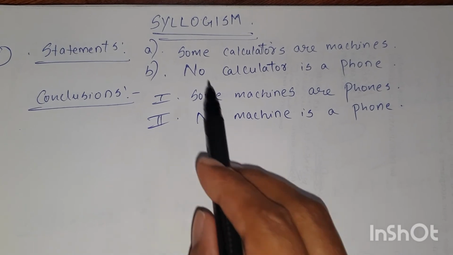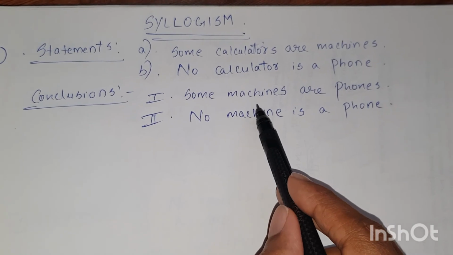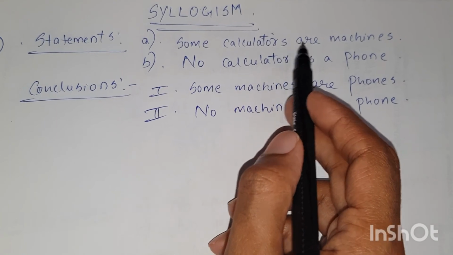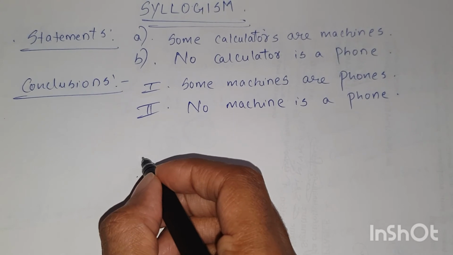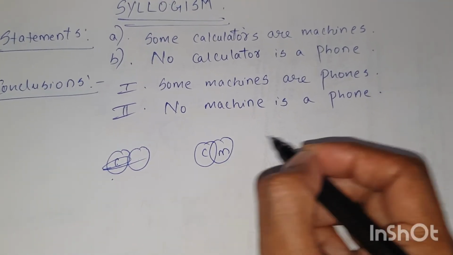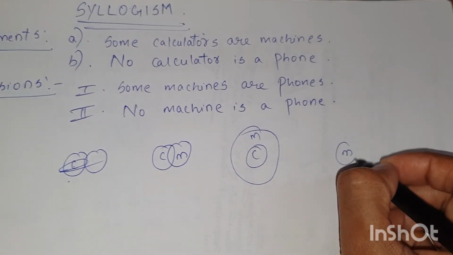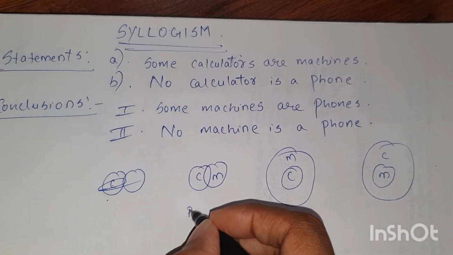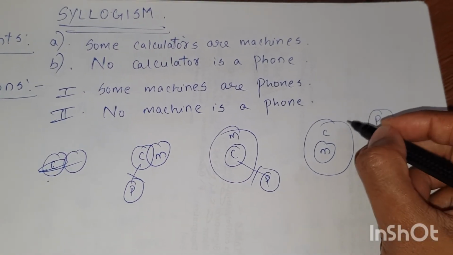Going to the fifth question. Statements: some calculators are machines, no calculator is a phone. Conclusions: some machines are phones, no machine is a phone. So the first statement, some calculators are machines, we know that there are three possible cases for that. It can be drawn like this, and it can also be drawn like this. Now no calculator is a phone.